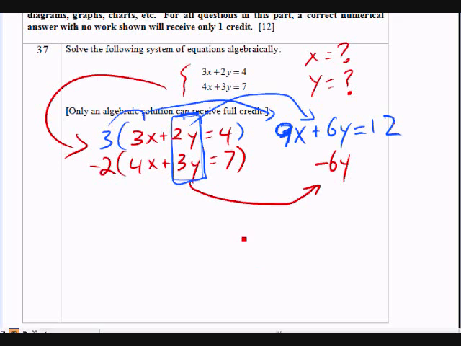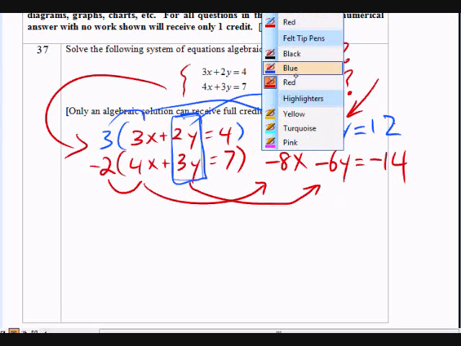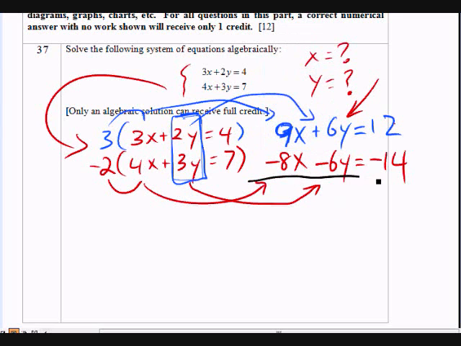I get negative 6y there. And negative 2 times 4x, that's going to be negative 8x. And negative 2 times 7, that's negative 14. Now that we have additive inverses, which is this 6y and negative 6y, we're going to add the two equations together. And this way, the variables will cancel.